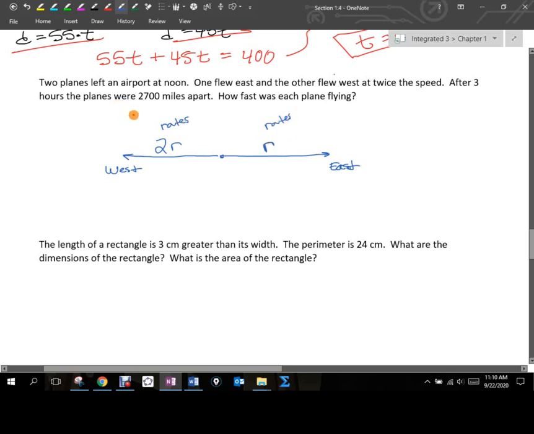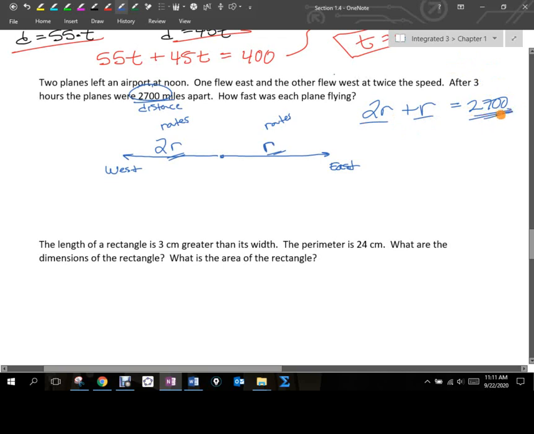It says after 3 hours, the planes are 2,700 miles apart. That's a distance, right? It says how fast was each plane flying? Now, I've got a distance. I've got a total here of 2,700. And I've got 2R and I've got R. Can I add two rates together? Can I take 2R plus R and set that equal to a distance? Does a rate plus a rate equal a distance? No, a rate plus a rate should equal a rate, right?